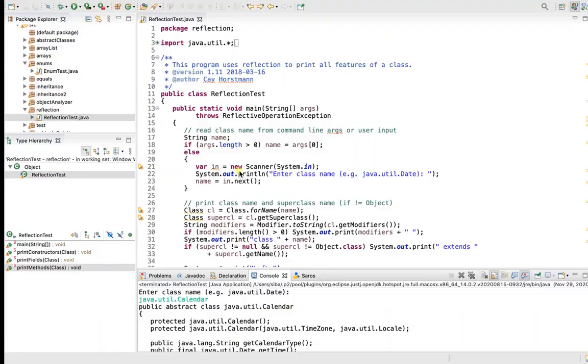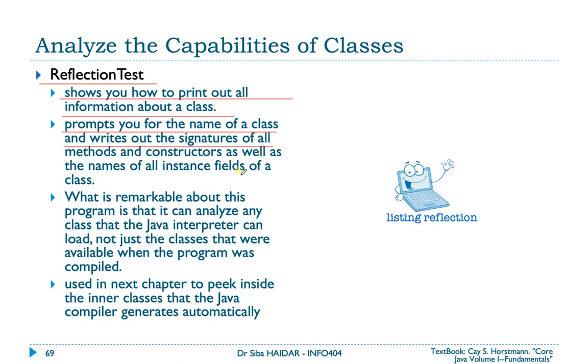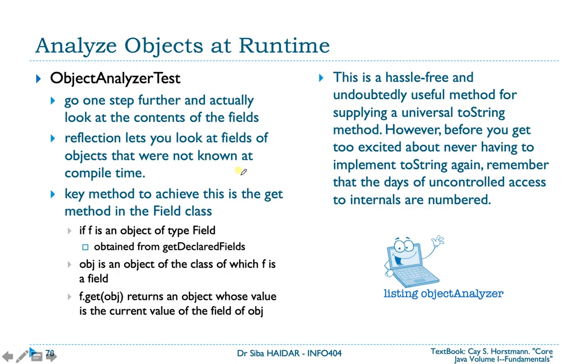Okay, so this was our analyzing the capability of the class. Another program also provided by the textbook is now to analyze a specific object. You can analyze objects at runtime also. How? You can go one step further and actually look at the content of the fields, not only the field names, but also the field values. So reflection lets you look at fields of objects that were not known at compile time.